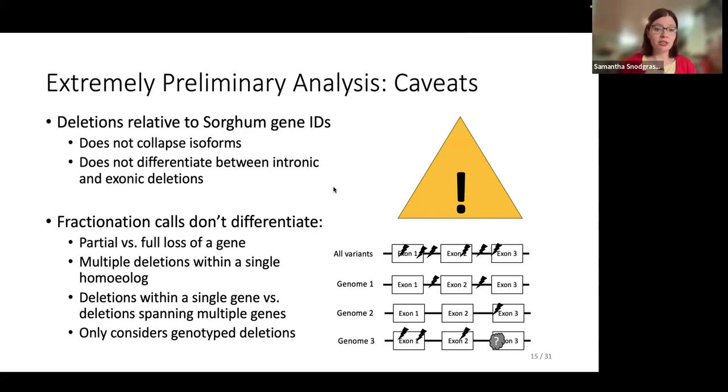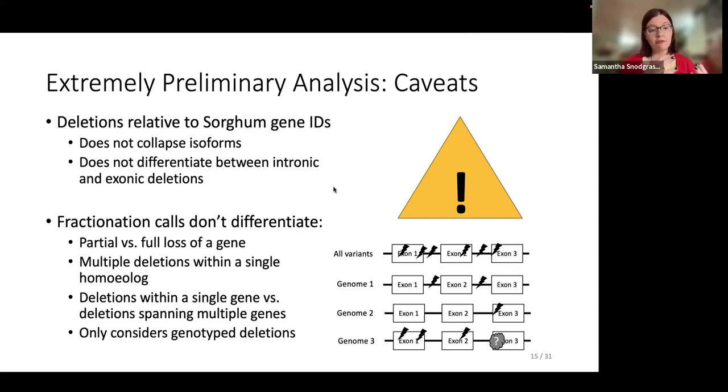First of all, these deletions are relative to the sorghum gene IDs. This does not collapse those gene IDs across isoforms. So there's probably a lot more gene IDs than there are genes. And this does not differentiate between intronic and exonic deletions. This is important because when we're thinking about gene loss and gene death, we're really thinking about the loss of those exons, which are going to have much more functional impacts with their loss, rather than intronic deletions. And so in the future, we really want to focus only on exonic deletions, but here we're including all of them.